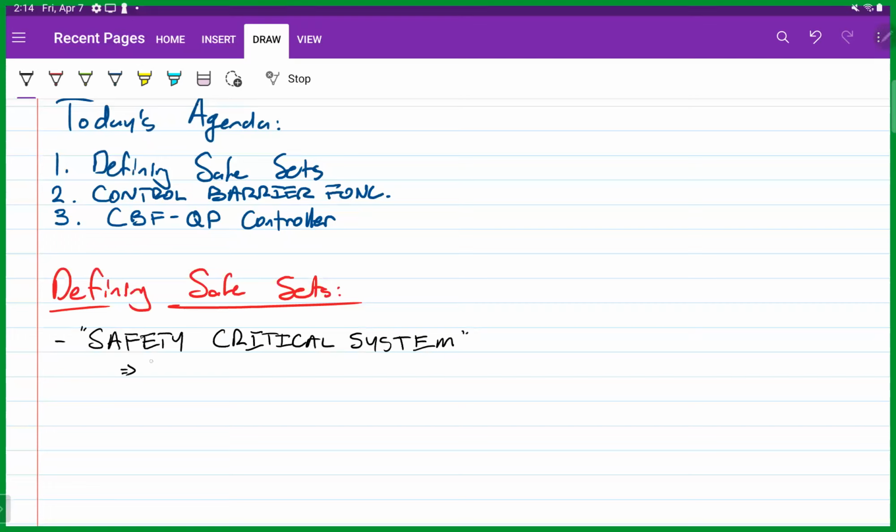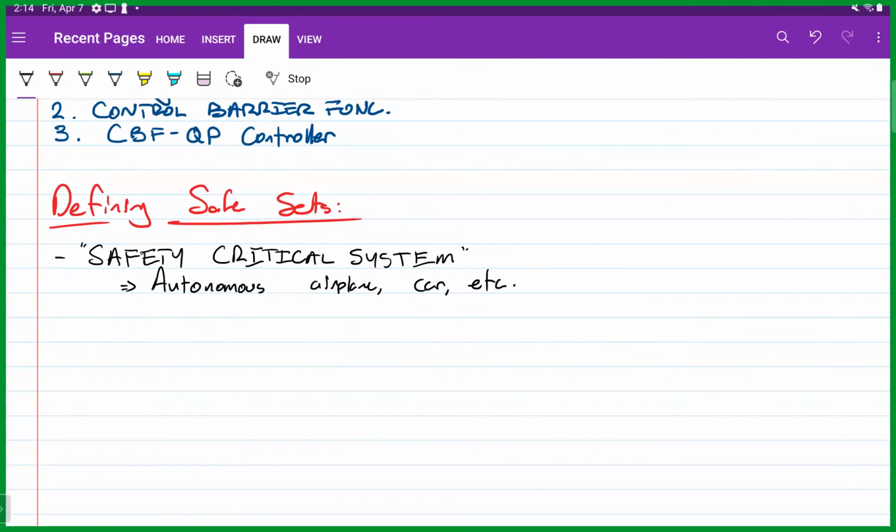So this could be in something like an autonomous airplane, car, those sorts of things, where human lives are at stake in these autonomous systems. So for these systems, what's really important for us is that we want to gain a provable guarantee of safety.